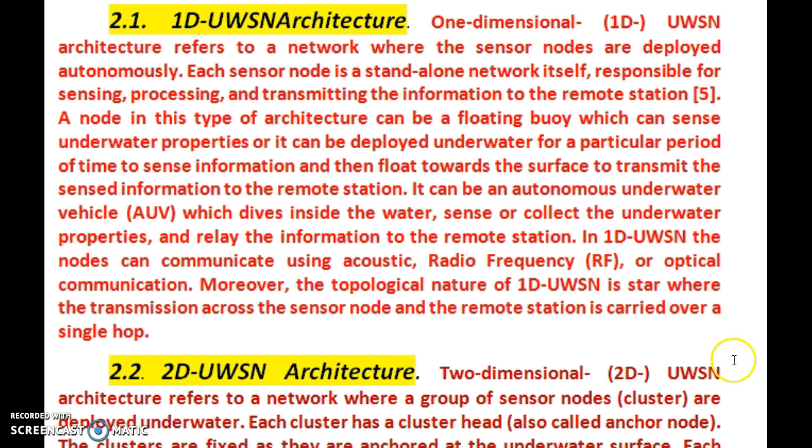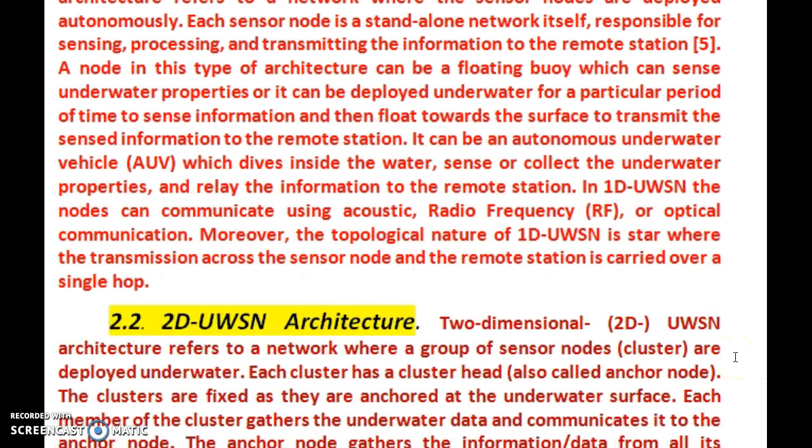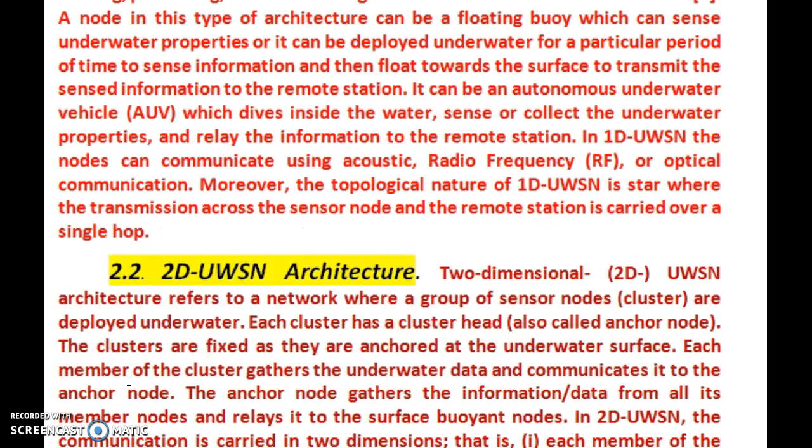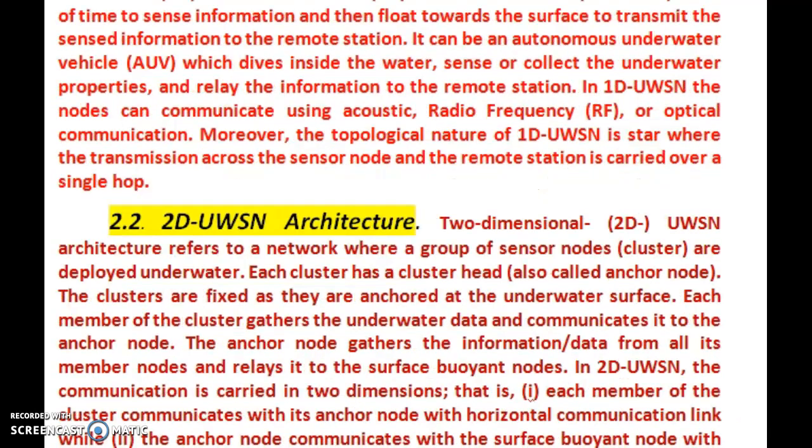Now the second architecture is the 2D UWSN architecture. Two-dimensional UWSN architecture refers to a network where a group of sensor nodes, that is a cluster, are deployed underwater. Each cluster has a cluster head, also called an anchor node. The clusters are fixed as they are anchored at the underwater surface. Each member of the cluster gathers the underwater data and communicates it to the anchor node. The anchor node gathers the data from all its member nodes and relays it to surface buoyant nodes.